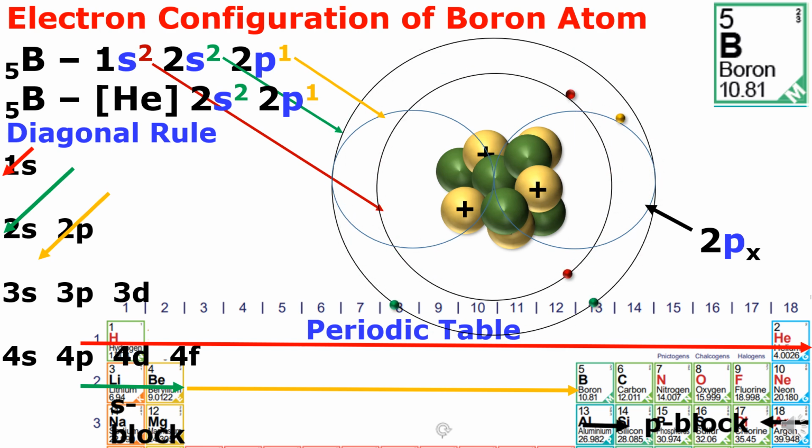A p orbital can hold a maximum of 2 electrons and there are 3 p orbitals, leading to a total capacity of 6 electrons for the p sub-energy level. That is why the p block of the periodic table spans 6 groups from group 13 to group 18. Boron is a p block element because its outermost electron occupies a p orbital.